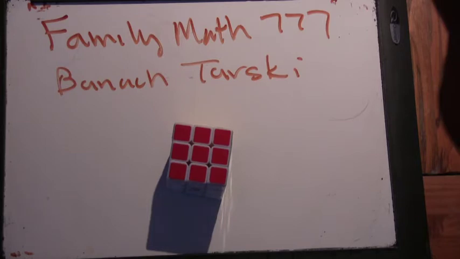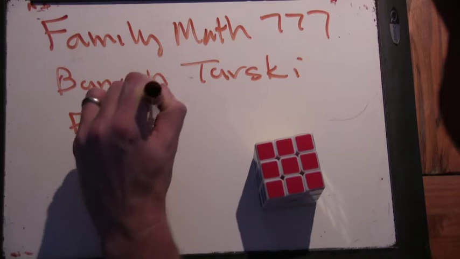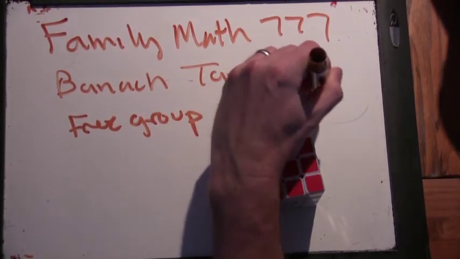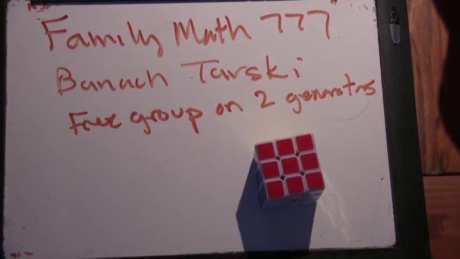But what we're going to do today is study not a sphere, but what's called a free group on 2 generators. The easiest way to understand it, and we're going to write down some interesting expressions, is by analogy. And the analogy is with the Rubik's Cube.